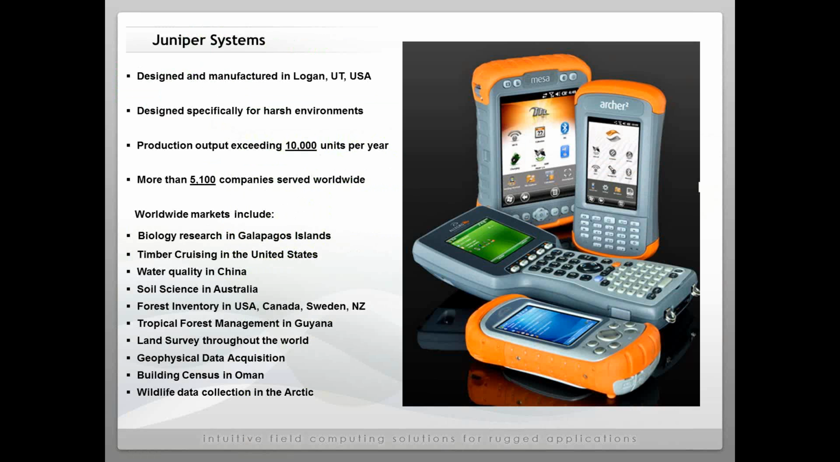Okay, I'm just going to roll through these slides quickly as we want to save a lot of time for those demos. So just to give you an idea about Juniper Systems, we are a relatively small company with about 110 employees, but our reach is pretty far as they're used in extreme environments around the world. Here are some examples of different types of applications that we serve across the world.